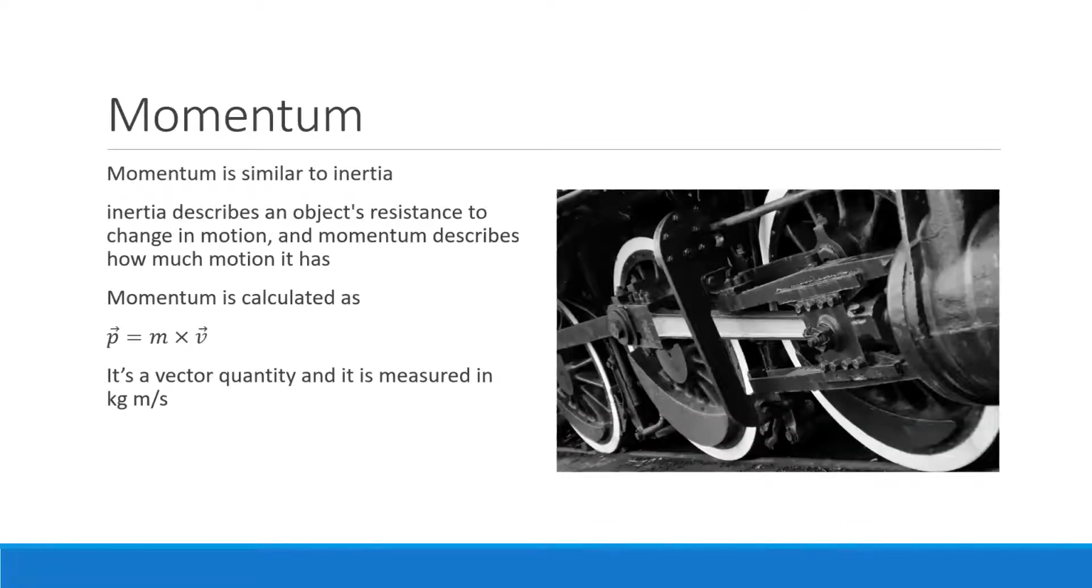Let's talk about momentum. What is momentum? Momentum is similar to inertia. Inertia describes an object's resistance to a change in motion. We talked about inertia when we talked about Newton's first law, whereas momentum describes how much motion it has. If inertia says how much it does not want to change, momentum says, well, if it's moving, how much is it moving? Momentum gives a definition of how much motion something has.